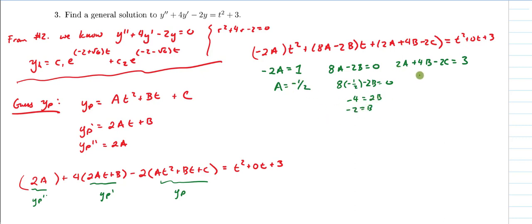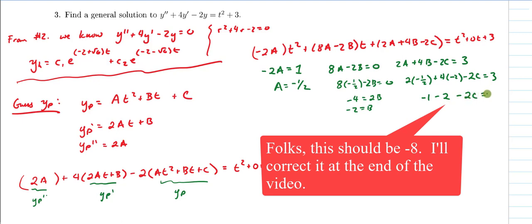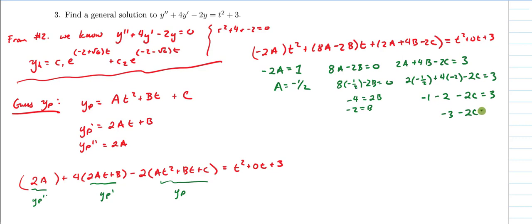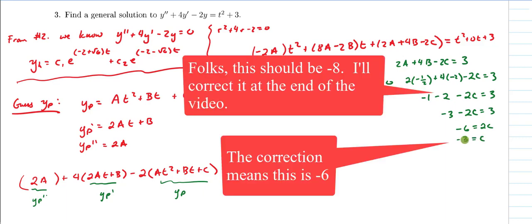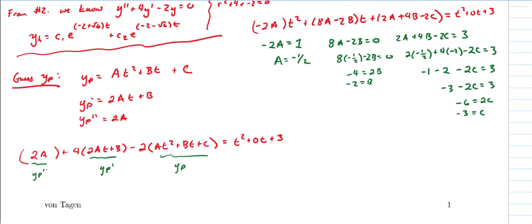Taking those two solutions and plugging them into the third gives me 2 times minus 1/2 plus 4 times minus 2 minus 2c needs to equal 3. So let's see here. That gives me negative 1 minus 2 minus 2c needs to equal 3. That gives me negative 3 minus 2c needs to equal 3. Or let's see here, negative 6 is equal to 2c, or c is equal to minus 3. Whew, that was rough, but it wasn't the worst thing we've done in this class.